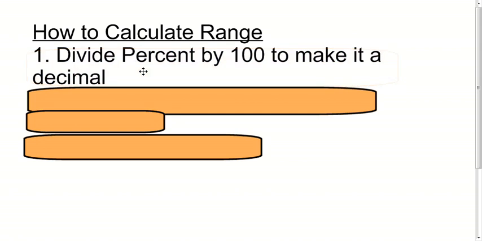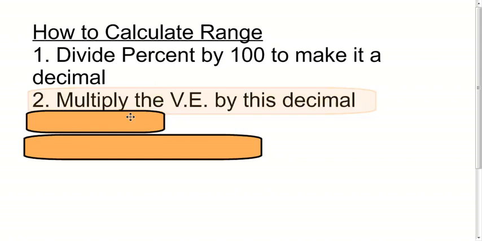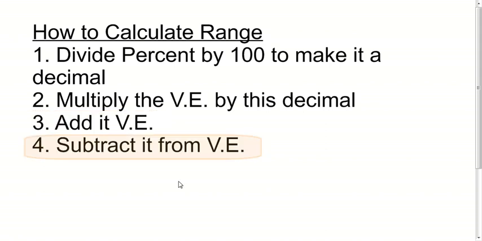Now, how to calculate a range, it's 4 simple steps. First, you're going to divide your percent error by 100 to make it a decimal. Then you would multiply the value experimental by this decimal, and you'd add and subtract it from your VE. And VE means value experimental.